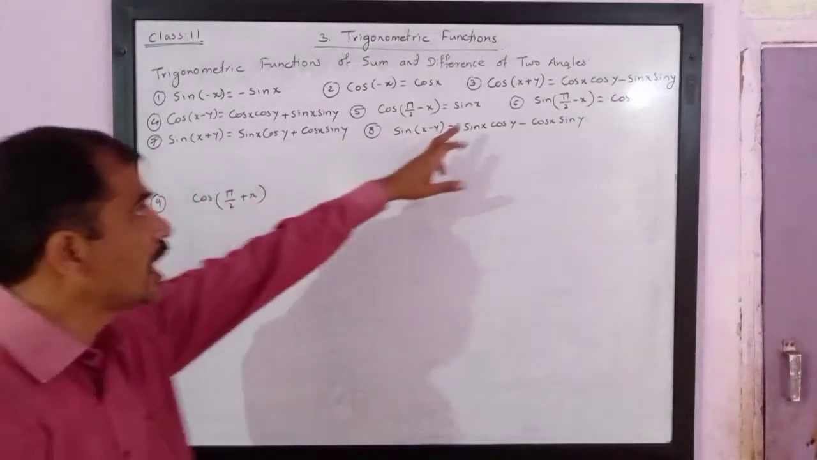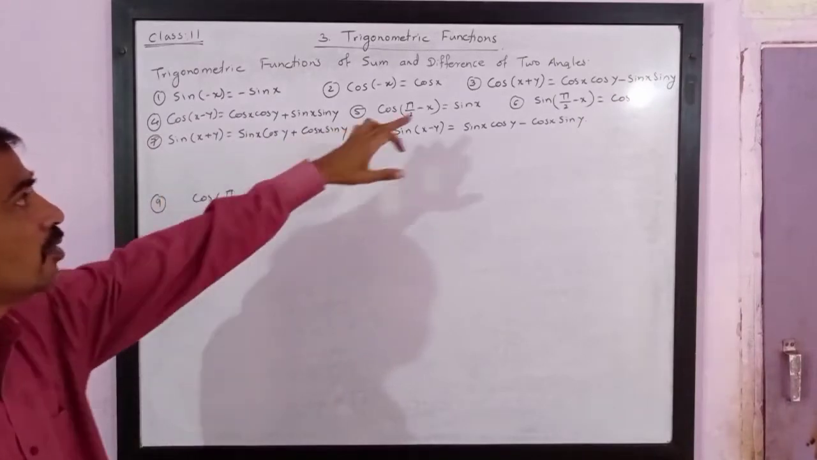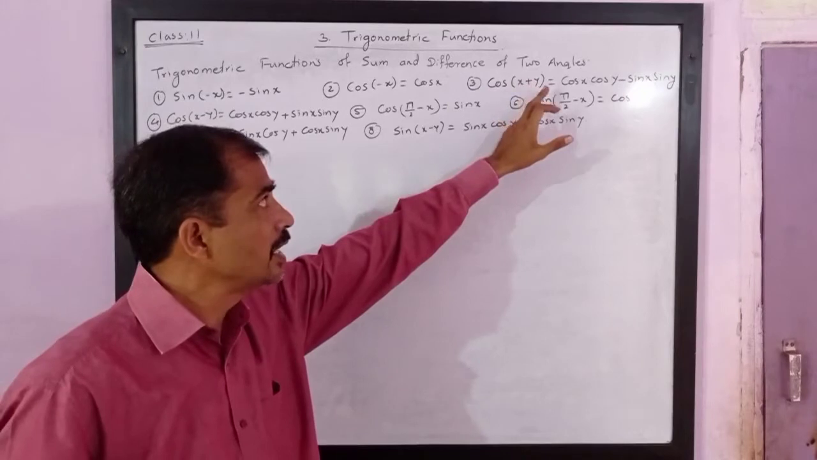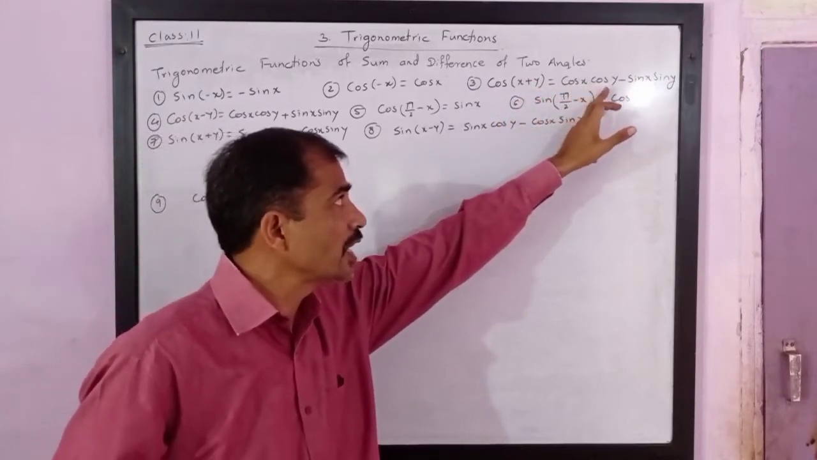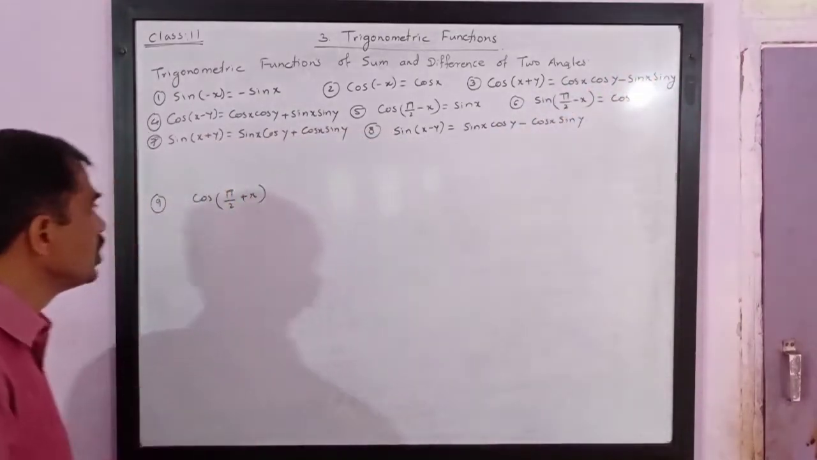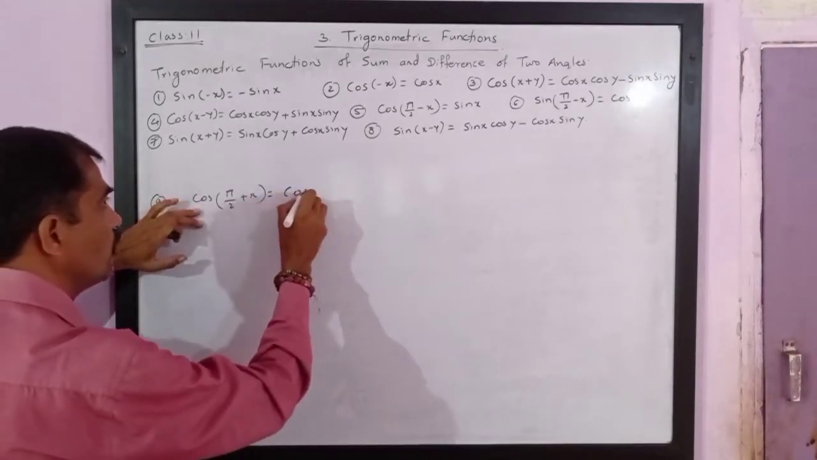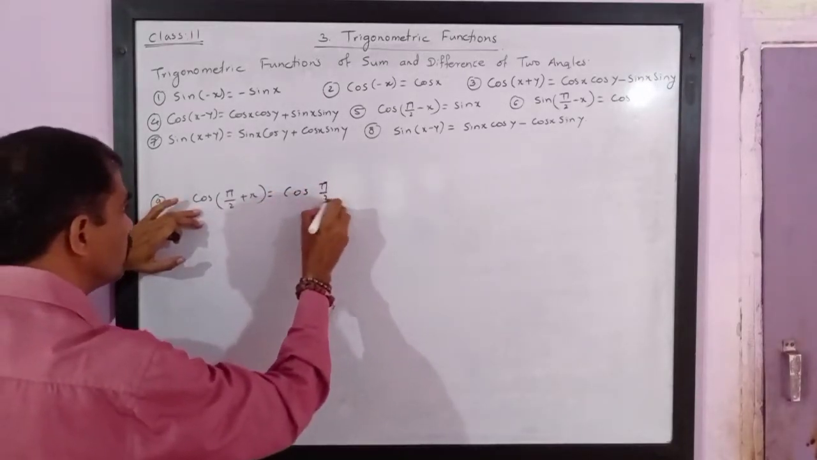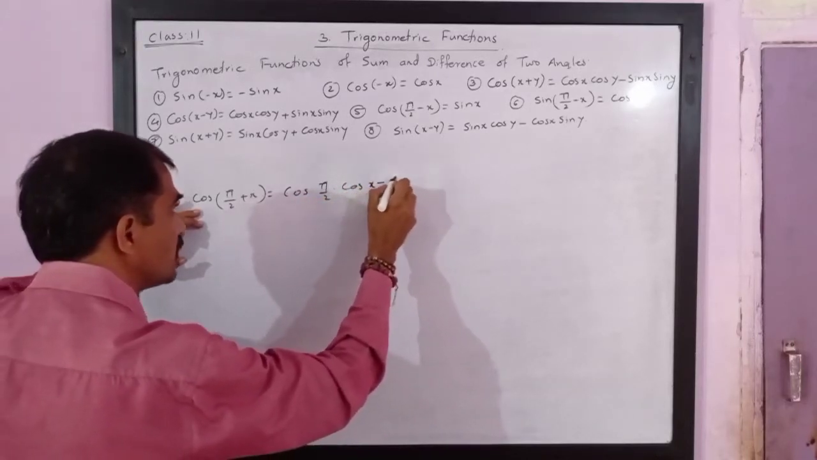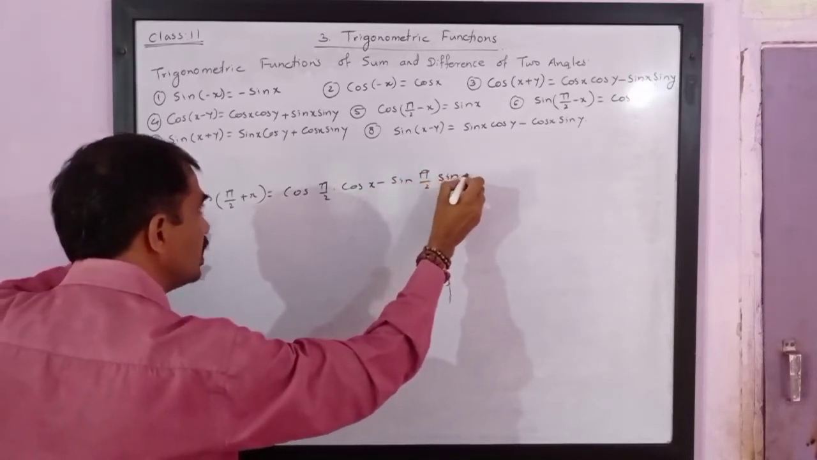Now we have already studied the identity cos of x plus y is equal to cos x cos y minus sin x sin y. So the same we are going to use here. Please note, cos of first angle plus second angle is equal to cos of first angle into cos of second angle minus sin of first angle into sin of second angle. So cos of pi by 2 plus x is equal to cos of first angle pi by 2 into cos of second angle minus sin of first angle pi by 2 and sin of second angle is x.